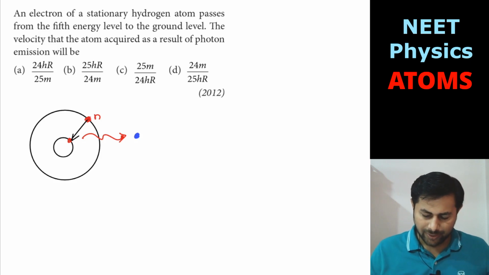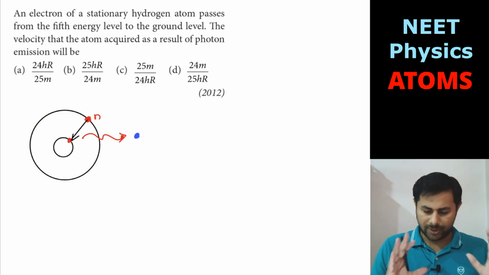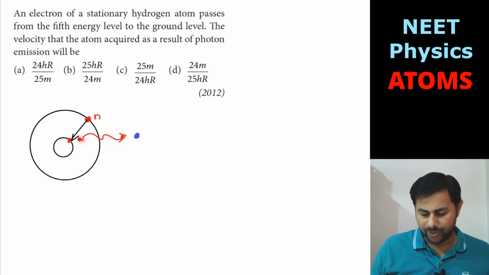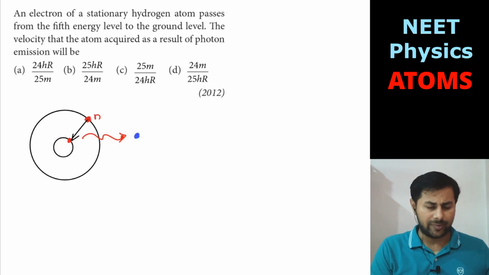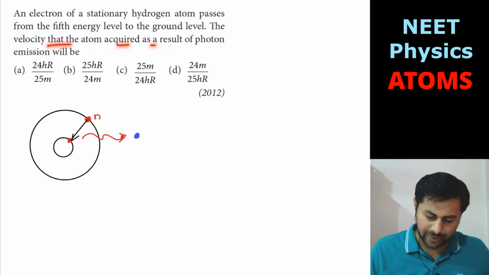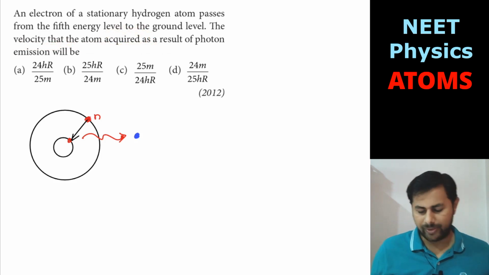So the initial momentum of this atom was 0. Let's suppose the atom was at rest. Then what would be the final momentum? Because the photon is removed from the atom and moves in this direction, the atom will move in the other direction. It will get a recoil, right? It's the recoil velocity, the velocity that the atom acquired as a result of photon emission.